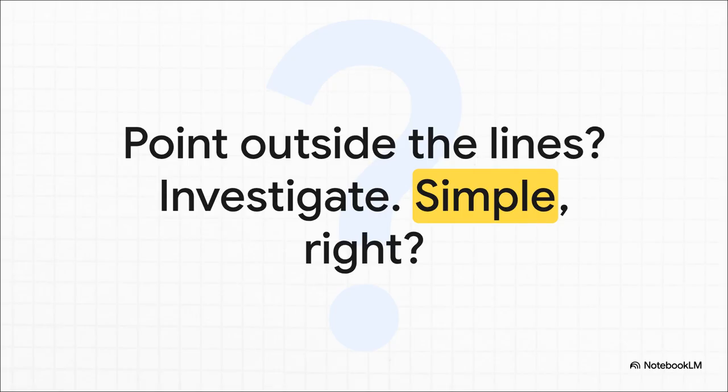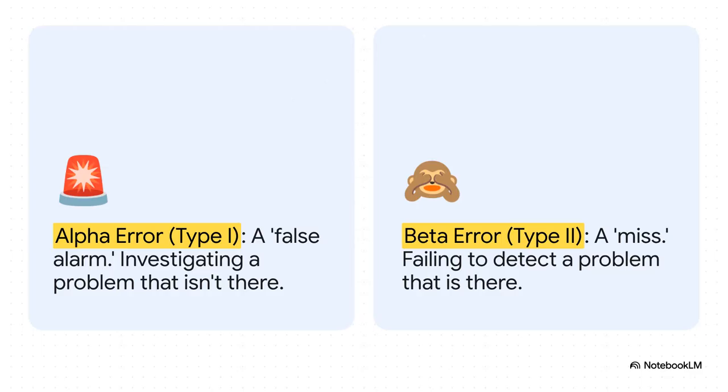So it seems pretty straightforward, doesn't it? A point falls outside the lines, you sound the alarm, and you go figure out what happened. Simple. But in the real world, it's a little more complicated, because anytime you make a decision based on data, there's always a chance you could be wrong. And there are 2 main ways you can be wrong. You could have what's called an alpha error, which is basically a false alarm. That's when a data point falls outside the limits just due to random chance, and you end up wasting time investigating a problem that doesn't even exist.